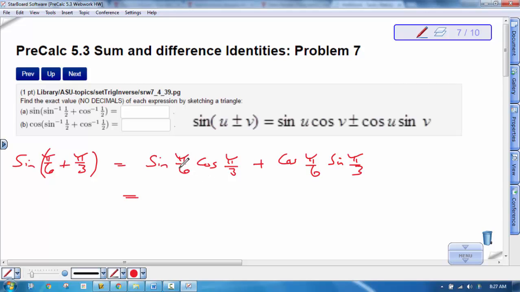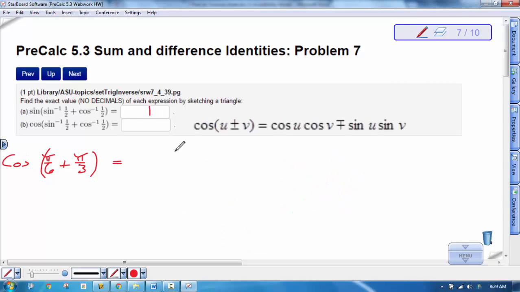The sine of pi over 6 is 1/2 in a unit circle. Cosine of pi over 3 is also 1/2 in a unit circle. Plus cosine of pi over 6, that should be square root of 3 over 2. And the sine of pi over 3 should also be square root of 3 over 2. So this simplifies into 1 plus 3 over 4, which is 4 over 4, which is 1. So it should be 1.